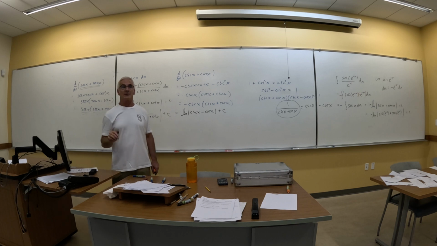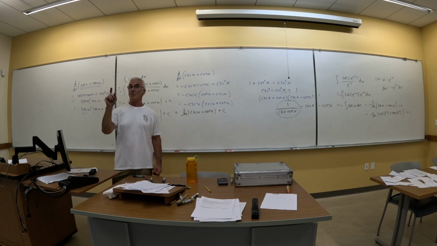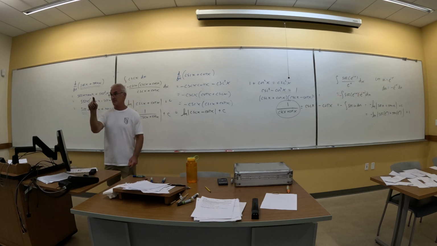We still have 2 left to look at. One is the hyperbolics, which are actually some of the easiest ones, believe it or not. And the most complicated of them all, probably, the inverse trigs.